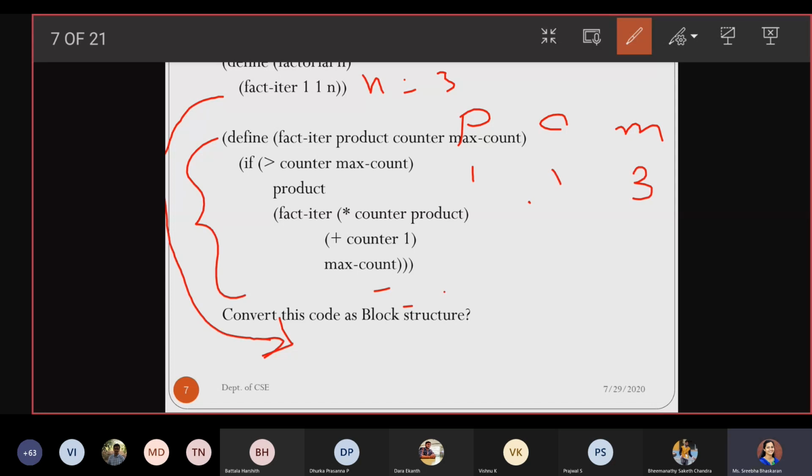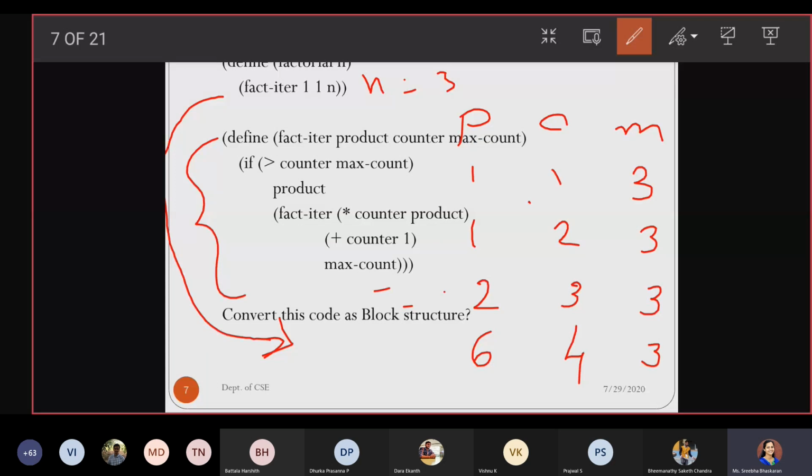Second time when you are calling your fact ITR procedure, we had done this multiplication. So it is 1 into 1, so 1. 1 plus 1, which is 2, maximum count value, which is 3. Next time when you are calling your fact ITR procedure, 1 into 2, which is 2, 2 plus 1, which will be 3. This max count, we are not modifying anything. Next time when you do, it is 2 into 3, 6, 3 plus 1, which will be 4. This max count remains same.